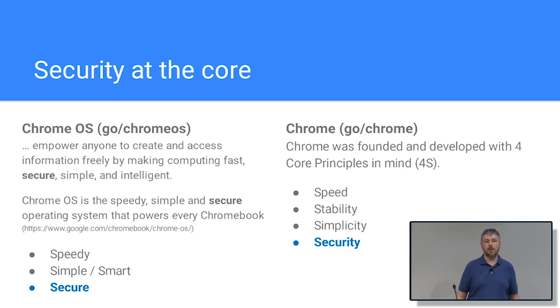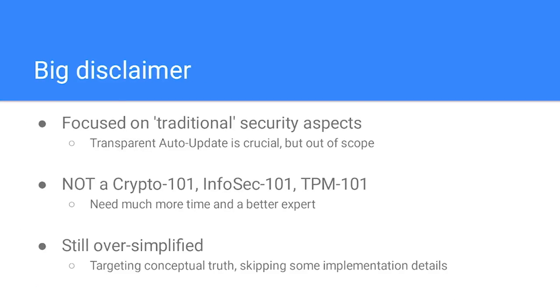There is no such definitive source as there is for Chrome, like Go Chrome, but there are a couple of those, and I look at both. And in both cases, we also have 3 to 4 principles that Chrome OS is built on. And for some reason, we've dropped stability from what Chrome does. We added smartness, but security is there. So apparently, security is still an important feature of Chrome OS. And basically, in this talk, we're going to dive a little bit deeper into how it is achieved.